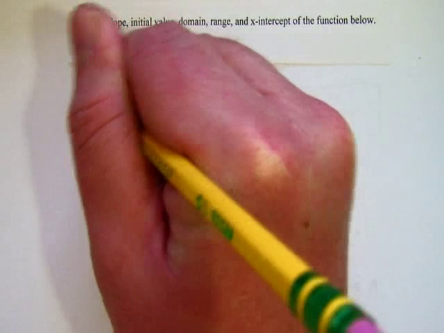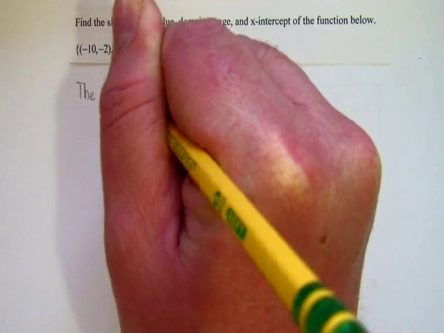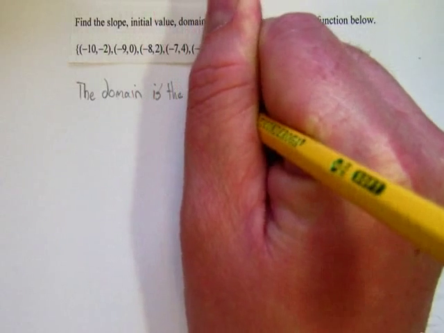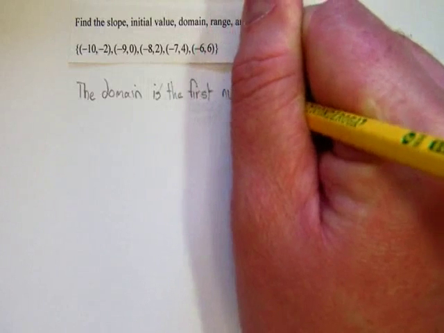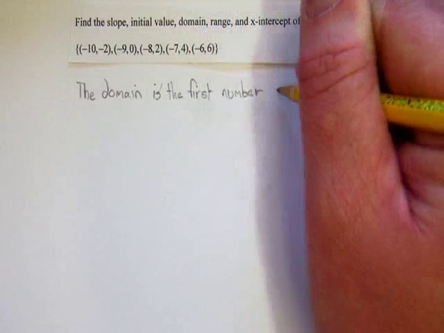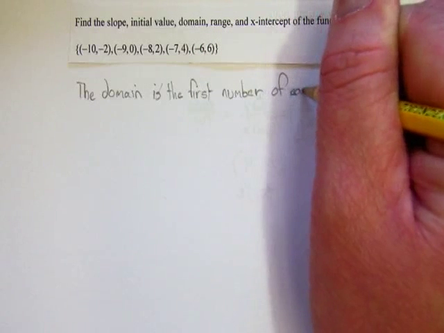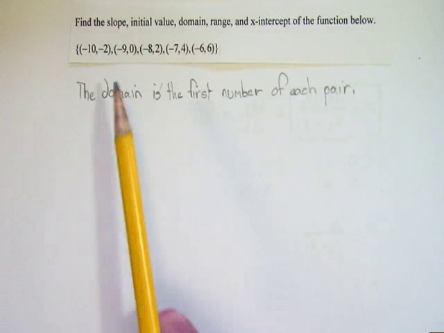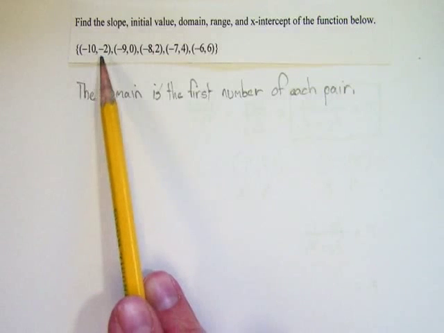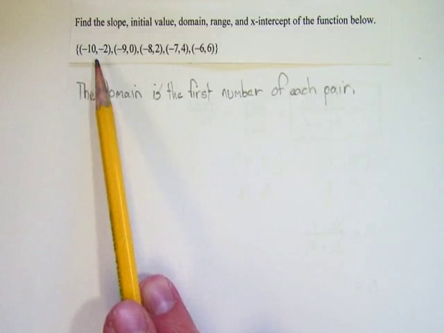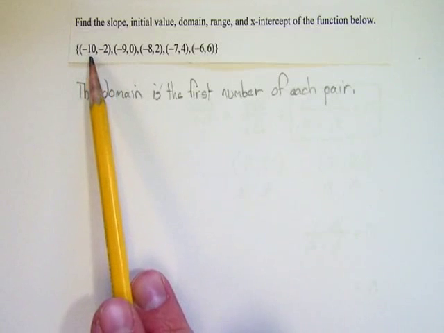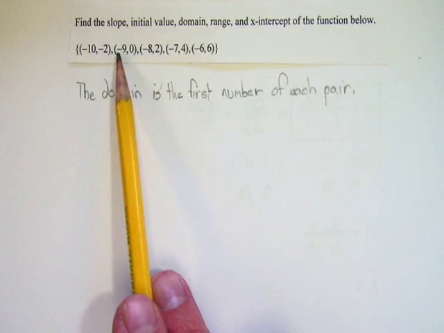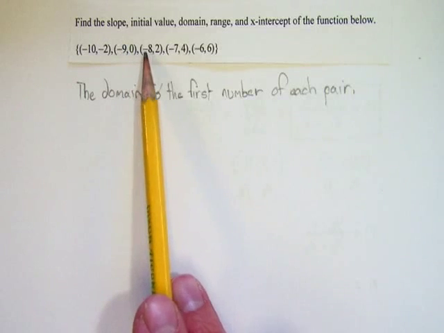So in this case, the domain is the first number from each pair. And it includes all of them. So all of the first numbers from each pair. And when I say pair, what I mean is a set that are in parentheses. So you see -2 and -10 are in parentheses together. The first one is the one that goes with the domain. In this one, -9 is the domain. It's the one that goes first.